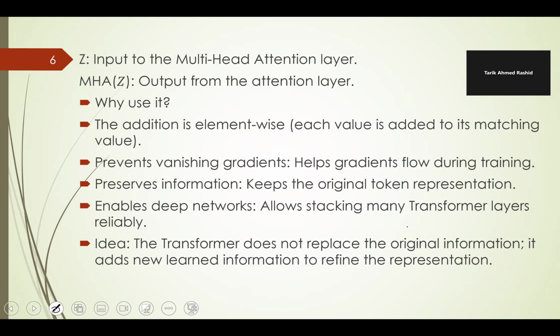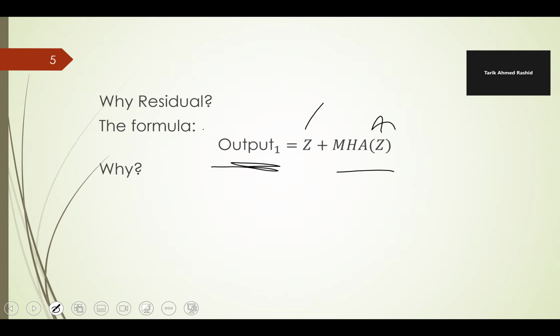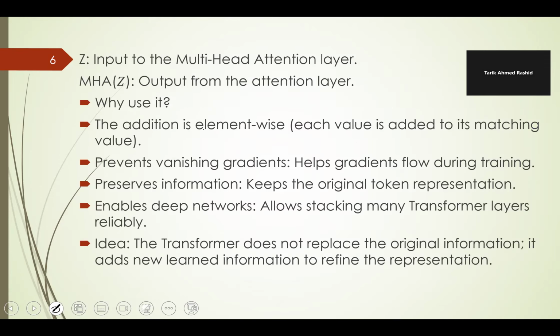Also, it preserves information. We keep the original information about each token. So the original information is kept here. This is the original information about I, this is about the word like, and this is about Rojava. So we keep the original information, and that's also important.